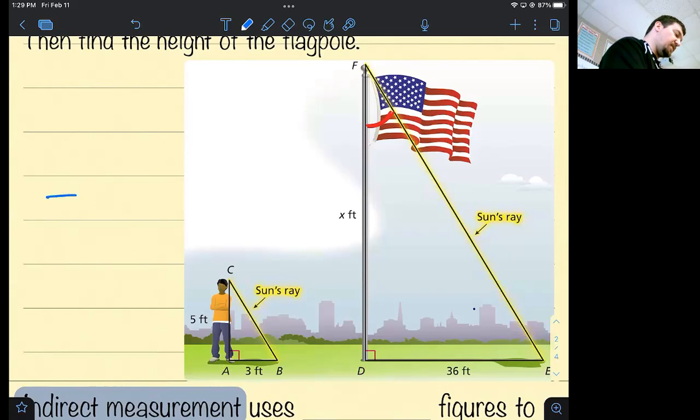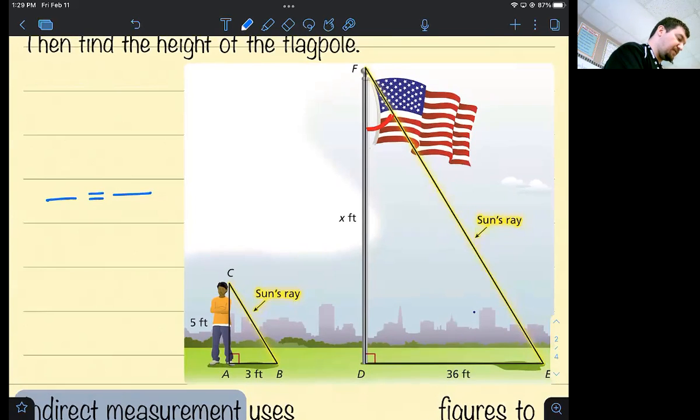Wait. Okay, back it up one step. What's the height of the child? 5. And what's the shadow on that same child? 3. Okay, so I could go 5 to 3, and with that ratio, can you tell me what the other ratio would be?